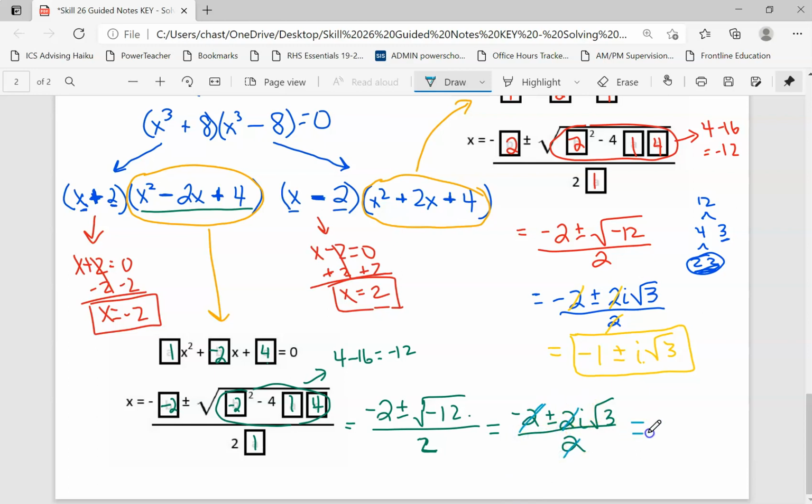All those divide by 2, so I end up with negative 1 plus or minus. Wait a minute, I realize I made a mistake here. It shouldn't be negative 1. We had negative 2 over here, so that makes this positive 2. There we go. Those are our other answers. Everything I put in a box is going to be our final answers. Okay? All right, so we'll do some more practice on this in class, and I'll see you then.